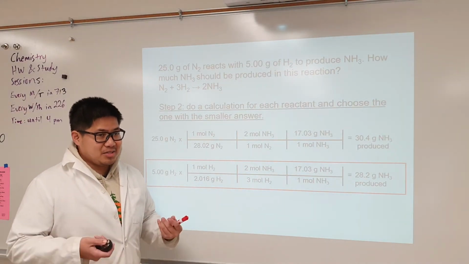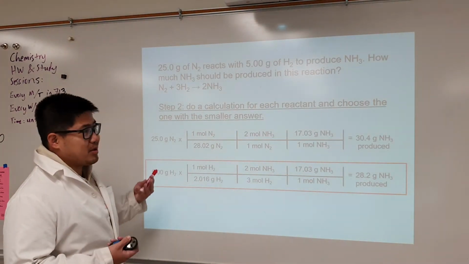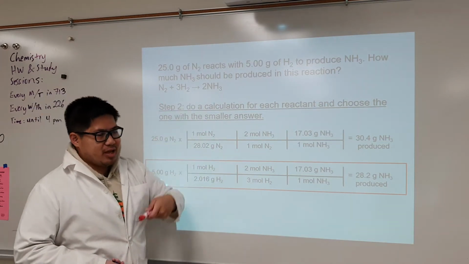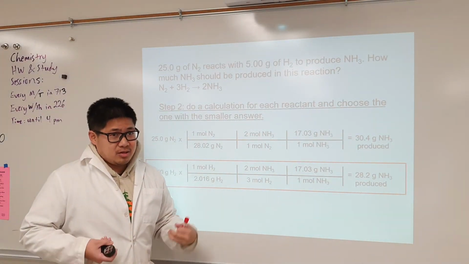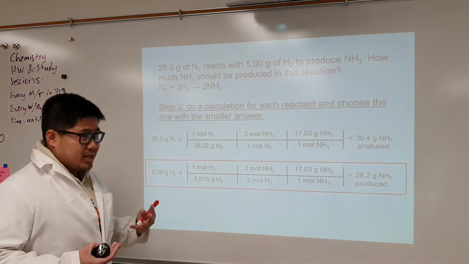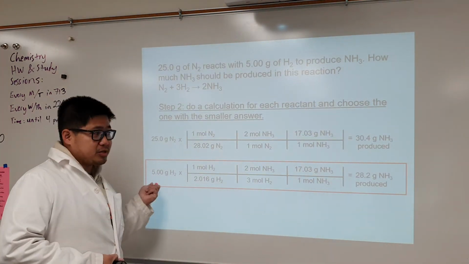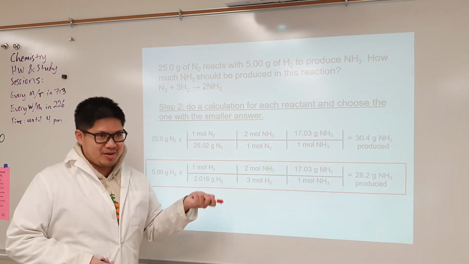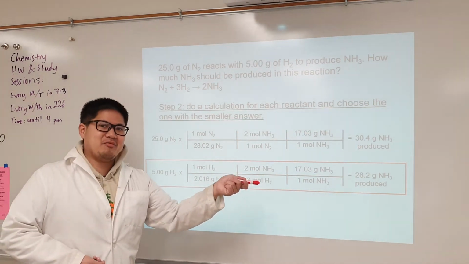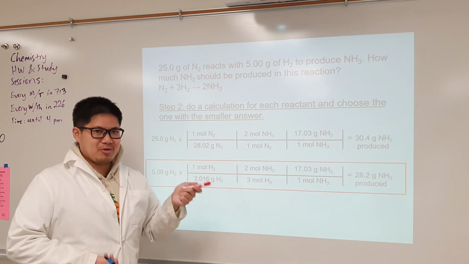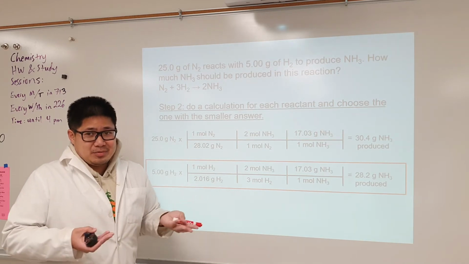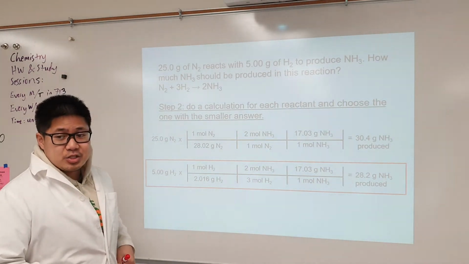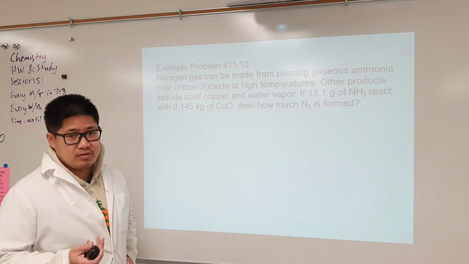Why does that matter? Because if you look back at the question, it asks how much ammonia should be produced in this reaction. The reality is, it's going to be determined by the reactant that runs out first. Hydrogen produces the least amount of ammonia in this reaction. So, therefore, in reality, this is the actual amount of ammonia that we're going to make based on this chemical reaction. Box your answer, make sure you check your sig figs, and you're good to go. That's question 11-12. Now we're going to move on to 11-13.